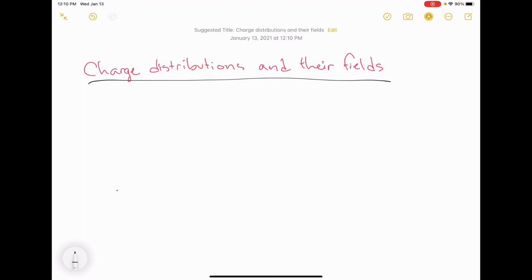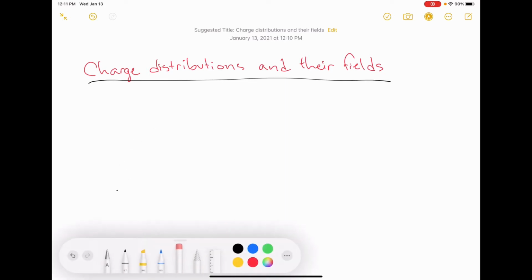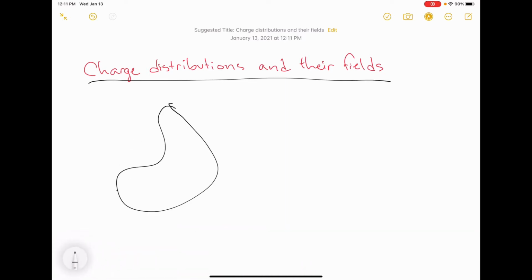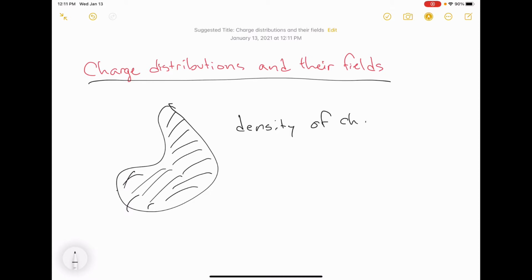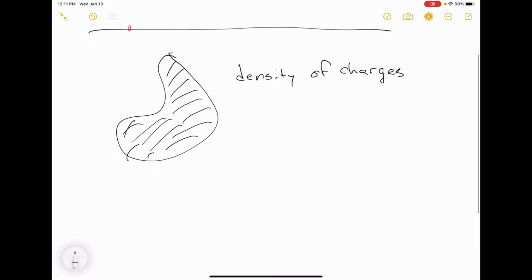We've talked about point charges so far, but we don't just have to have point charges. We can have a continuous region that has a distribution of charge within it. And that charge distribution can uniformly fill the region, or it can be position dependent. It's like a density of charges in the region.